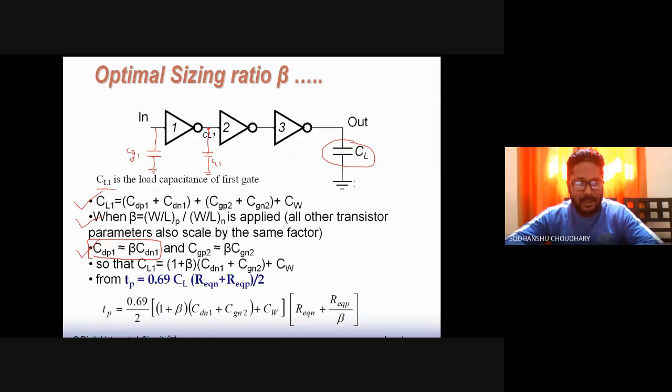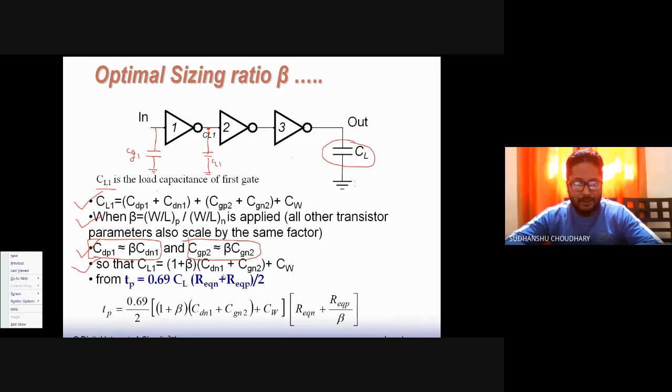That is, when you apply a sizing factor of beta, that is when you scale up the PMOS, the capacitance of PMOS becomes beta times greater than the capacitance of NMOS. Similarly, the gate capacitance of PMOS of inverter number 2 also scales up by a factor of beta. So CGP2 now becomes beta times CGN2. Now let us put these 2 things in the load capacitance equation for CL1. So CL1 is now modified, and becomes (1 plus beta) CDN1 plus (1 plus beta) CGN2 plus CW.